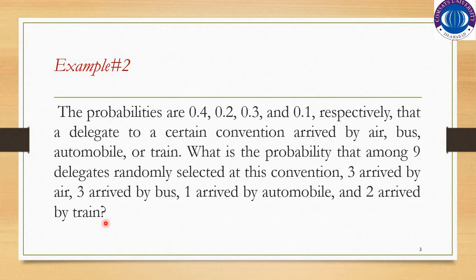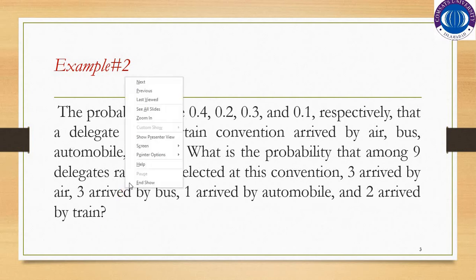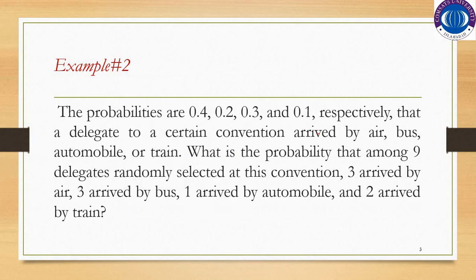As you can see here, you have more than 2 possible outcomes. You have categories. This is category number 1, category number 2, category number 3, and category number 4. Each category has its arrival probability, which we can say this one is P1, this one is P2, this one is P3, and this one is P4.